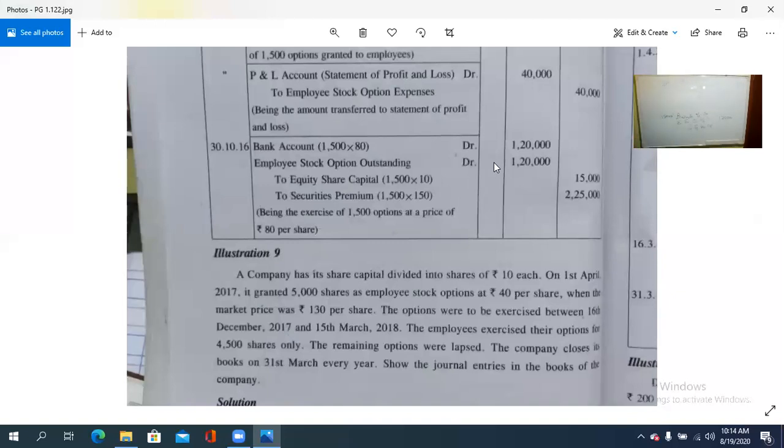Okay, the share has a value of 10 rupees. So 1,500 into 10, so it is 15,000. Then to securities premium, how much? 1,500 into 160, minus the 10 that went, so 150 comes to 2,25,000. So here it is 1,20,000. See, 2,40,000, 225 plus 15, 2,40,000. So this is one problem. Please have a look at this question also.